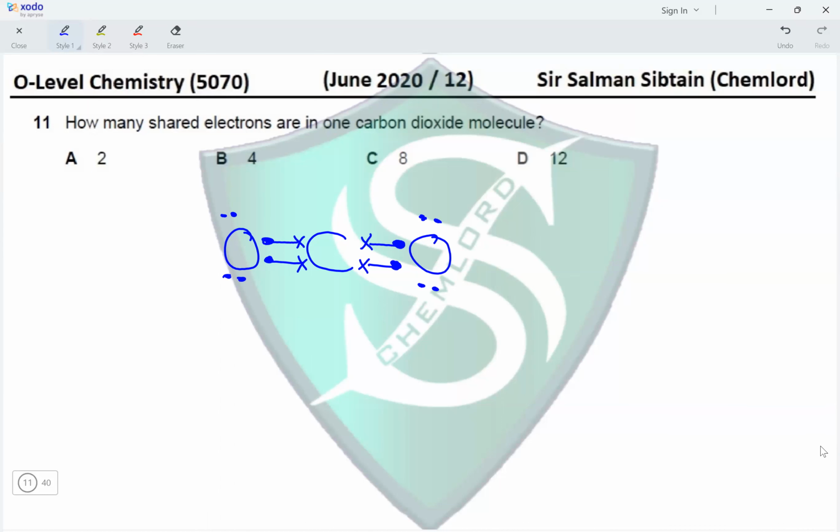Now the question has asked us how many shared electrons are in one carbon dioxide molecule. So we have got 4 shared electrons on the double bond on the left and 4 shared electrons on the double bond on the right. So in total we have got 8 shared electrons. So this makes option C the correct option for this question.